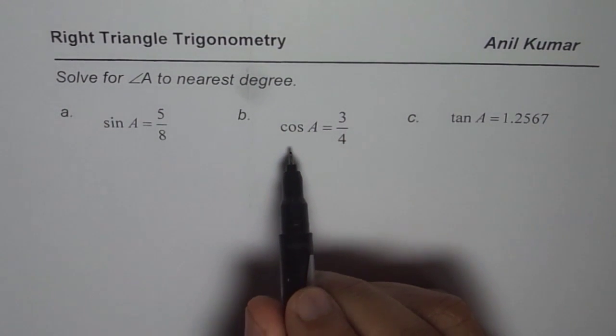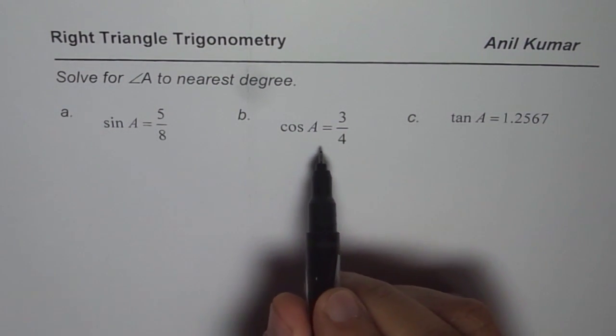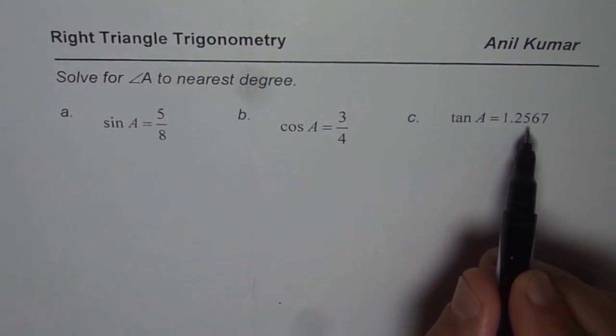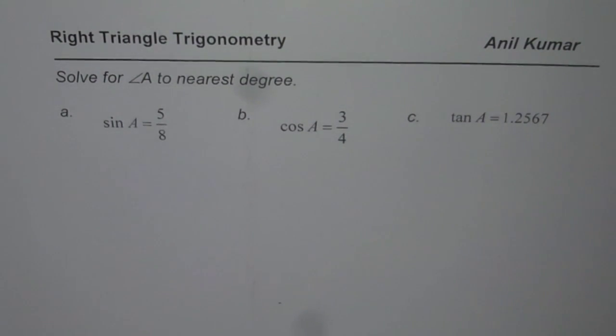Next example is using cosine, which is cos A equals 3 over 4, and then we have tan A equals 1.2567. You can pause the video, answer this question, and then look into my solution.